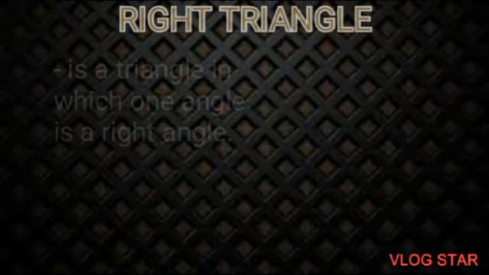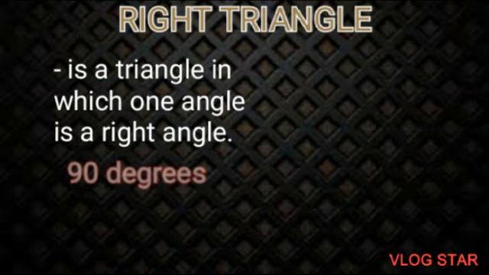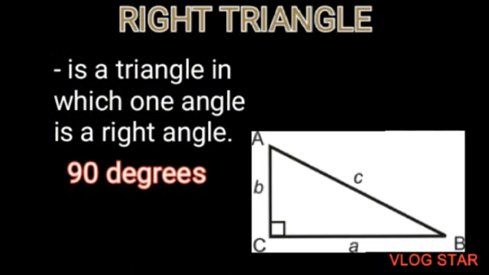First, right triangle. It is a triangle in which one angle is a right angle. Right angle means it has a measurement of 90 degrees. As we observe in this illustration, the angle BCA or angle C is a right angle. Therefore, this illustration is an example of a right triangle.